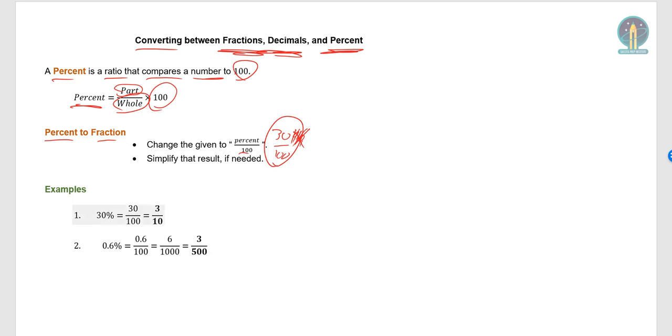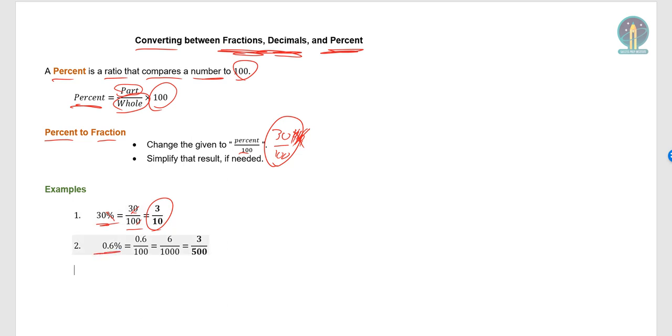So again, 30%, like I just mentioned, you would remove the percent sign and then divide 30 by 100, which again, you can simplify by removing the like zeros, right? So you end up with 3 divided by 10. So 30% expressed as a fraction is 3 divided by 10.